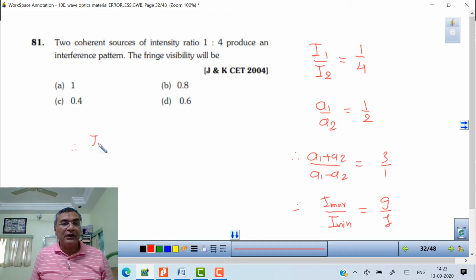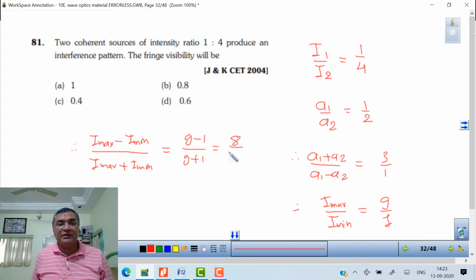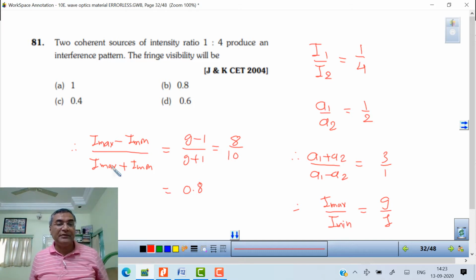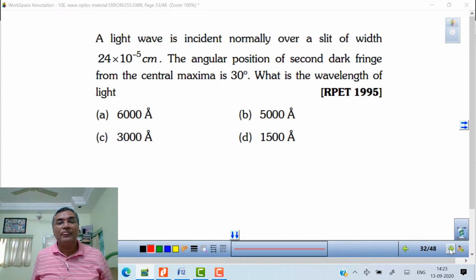Therefore (I max minus I min) upon (I max plus I min) is equal to (9 minus 1) upon (9 plus 1). So 8 by 10, so this is 0.8. This is called visibility, (I max minus I min) upon (I max plus I min). So this is the correct option, I think so.